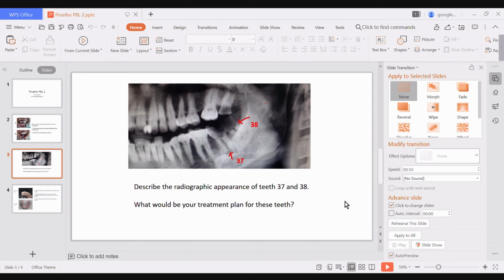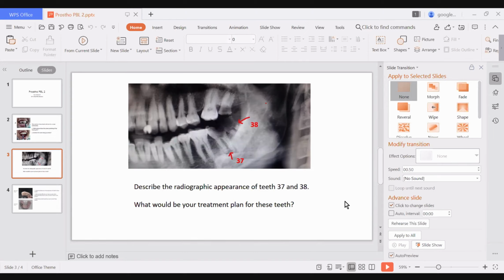Right. Anybody else? I am Amar, number 26. I want to add a point on 38. The radiolucency area already extends to the cervical third of the root. That's all.